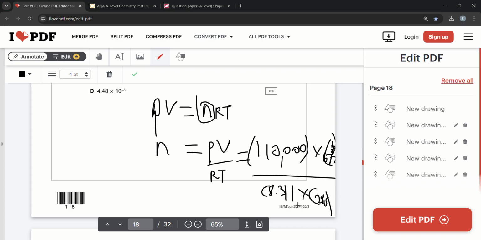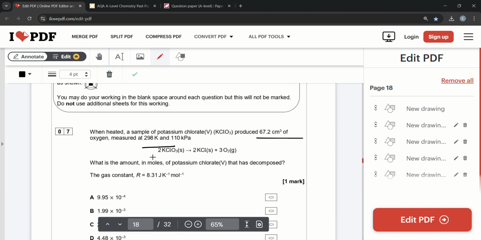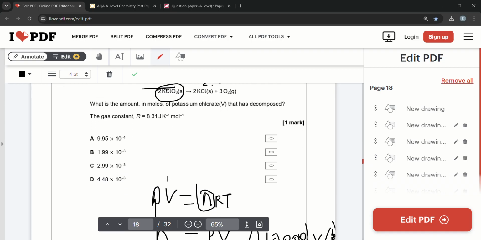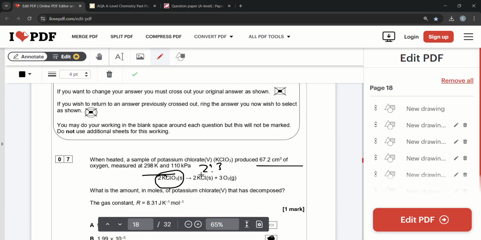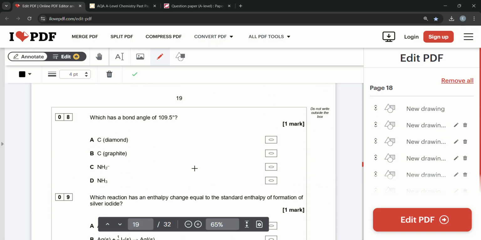That will give you the moles of oxygen. Obviously it's a 2 to 3 molar ratio, so we divide the moles by 3 and times by 2, and that will give us the moles of potassium chlorate, and you should get 1.99 times 10 to the power minus 3. But that's the method: PV equals nRT, look at the molar ratio, divide by 3 and times by 2.